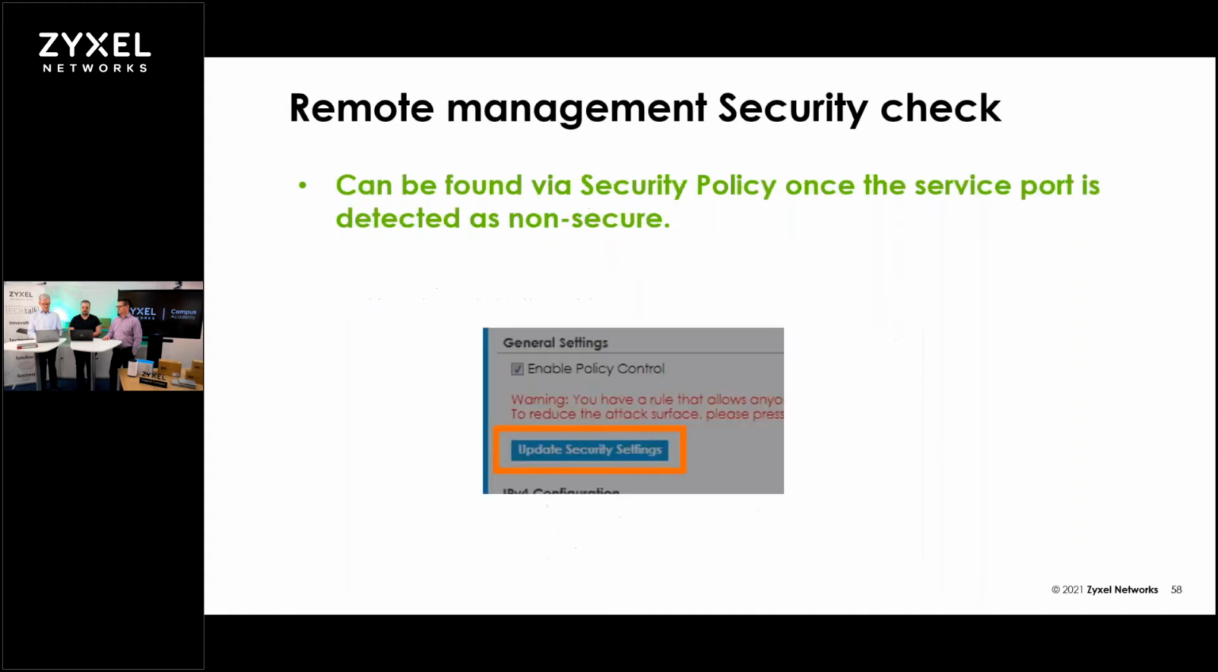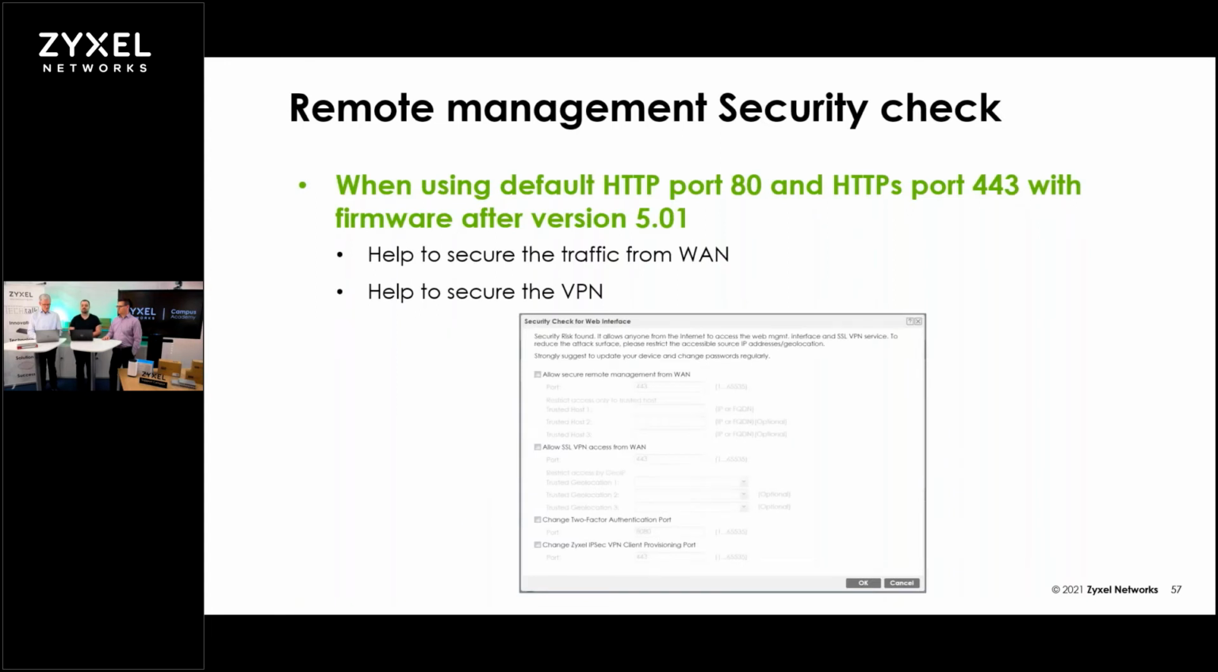And this security wizard you can also find from the policy control. So it will always display if your configuration is not safe enough or too much on a default standard level. Then you will see this button, Update Security Settings. You can click it, it will open this wizard, and from here you can enable it and change the port. In the backend, it will automatically create your firewall rule, move the port to the new one, and you are more secure with your device.